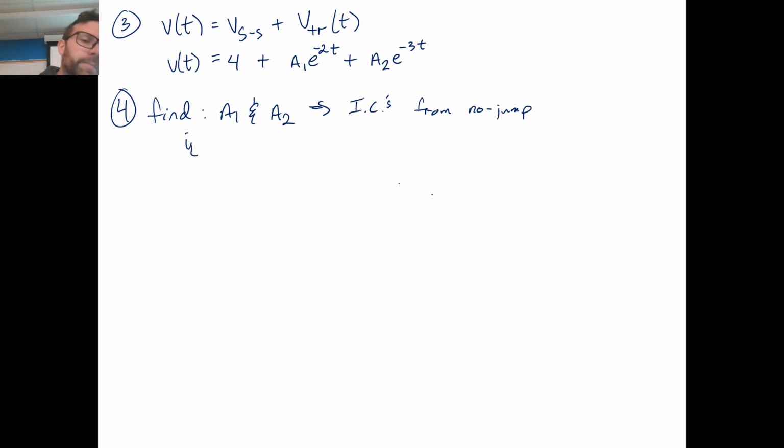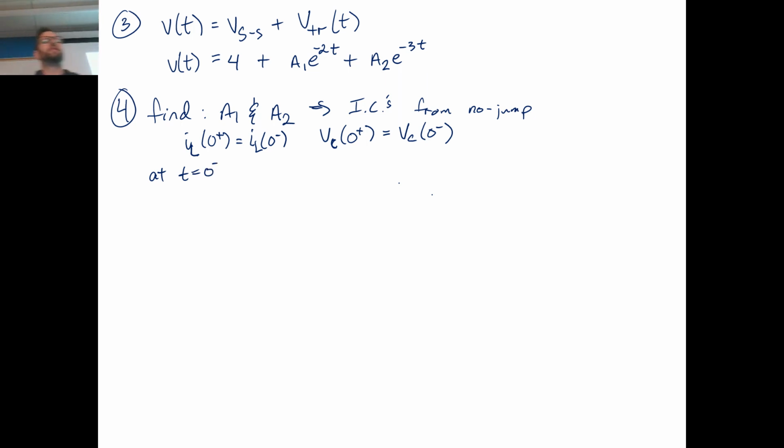We know that IL of 0 plus is equal to IL of 0 minus. And we know that Vc of 0 plus is equal to Vc of 0 minus. All right, so then let's look at t equals 0 minus and find out what those conditions were, and that'll let us know what they were at 0 plus for the inductor and the capacitor respectively.